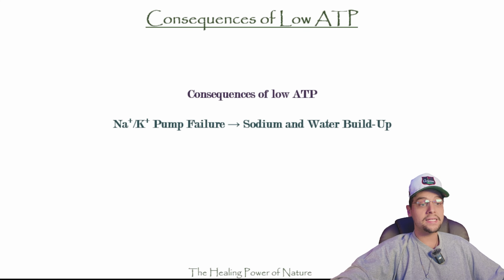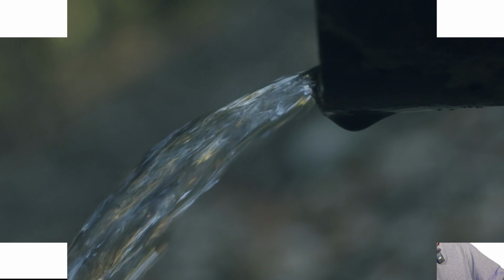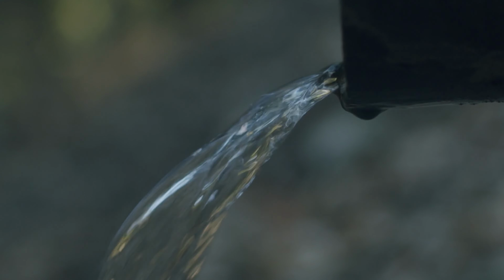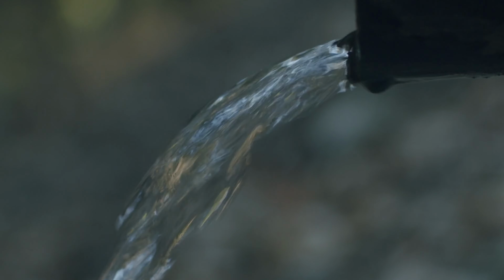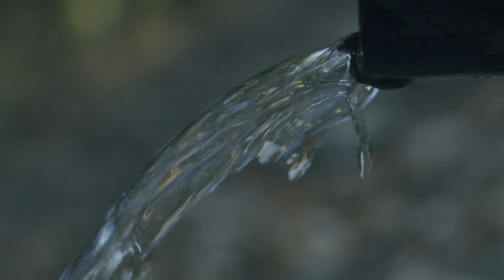The sodium-potassium pump maintains a high potassium inside the cell and a high sodium outside the cell. In low ATP states, the pump fails and sodium accumulates inside the cell, pulling water inside the cell, which is cellular swelling. This is like a broken sump pump in a basement where water, for example, sodium and water, floods when the pump stops working.